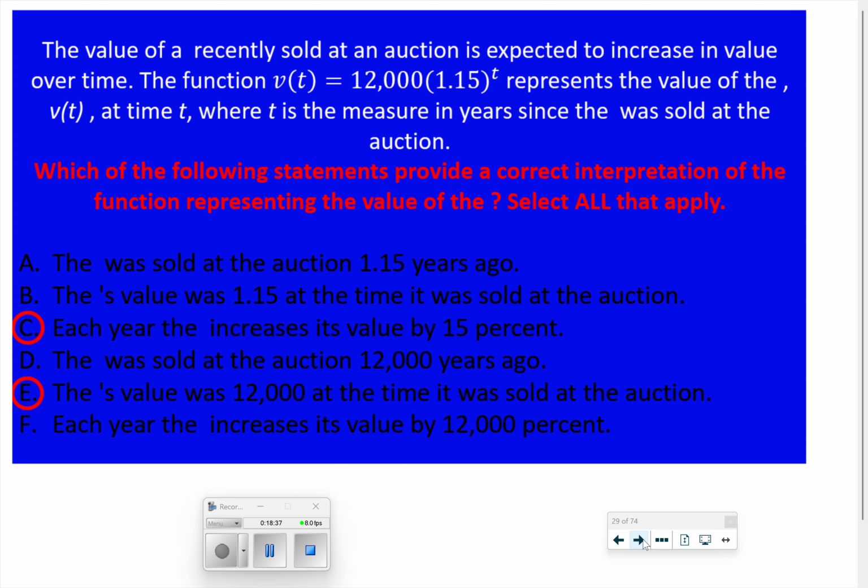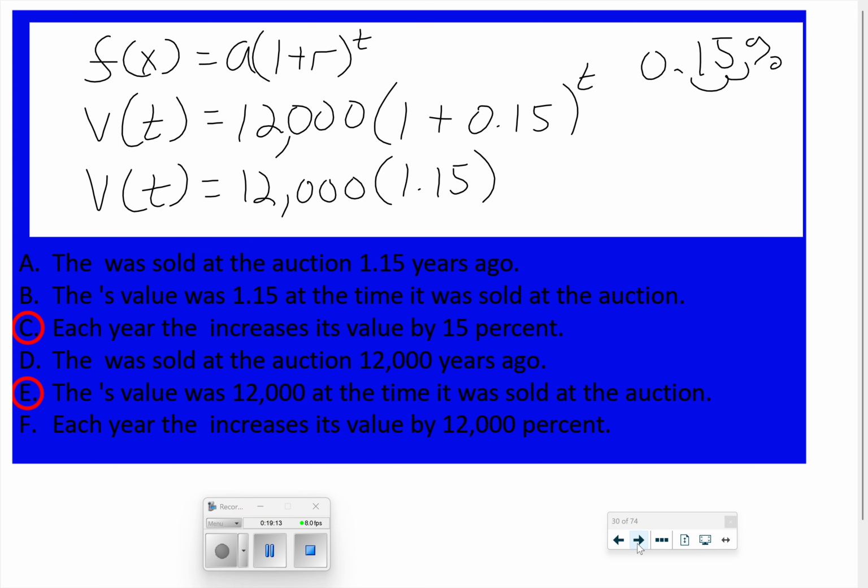All right, the correct answer is C and E. All right, let's see something. So the reason is 15% and 12,000. 12,000 is the initial value right here. That's the y equals a b raised to the x. That a is the initial value, and this is the rate at which it's going up. Okay, each year that increases at a value of 15%. This is where you get the 15% from.